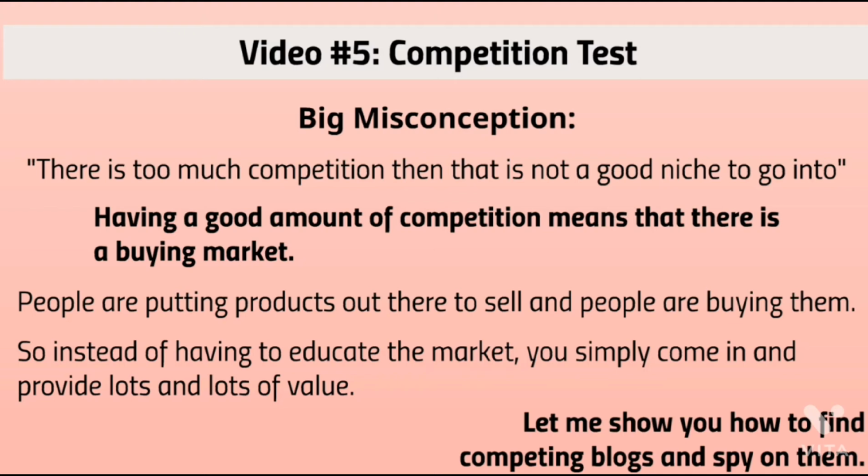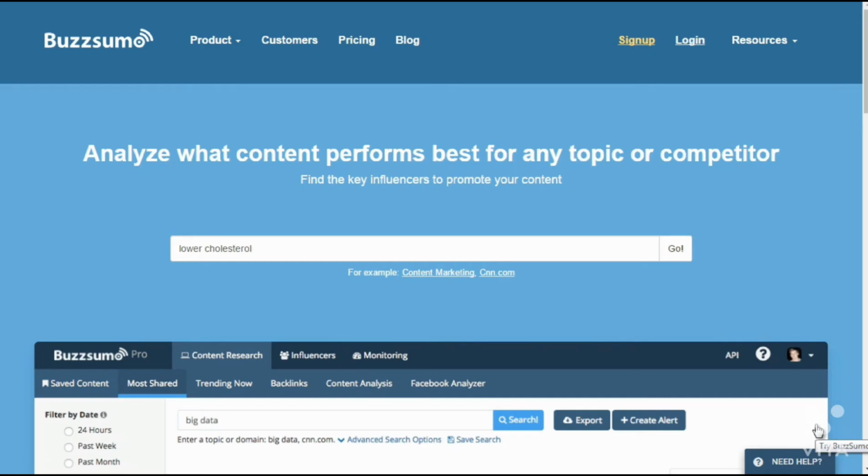So let me go ahead and show you how to find competing blogs and spy on them to do the necessary competitive intelligence. Technically you can go to google.com and do a search for blogs in your niche. But a tool that I like to use is called buzzsumo.com. The reason why I like this is because this site literally analyzes the content that performs the best within the niche. So this really is going to help shortcut things for you.